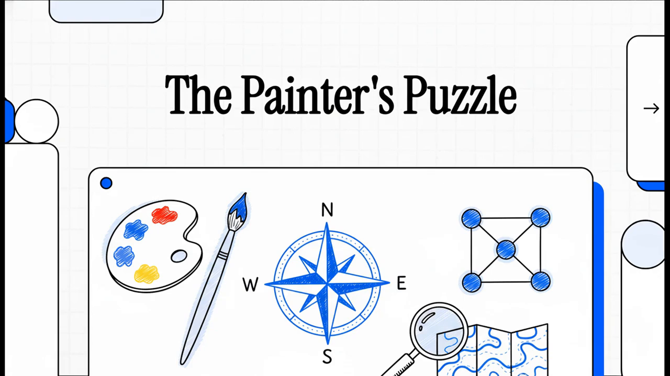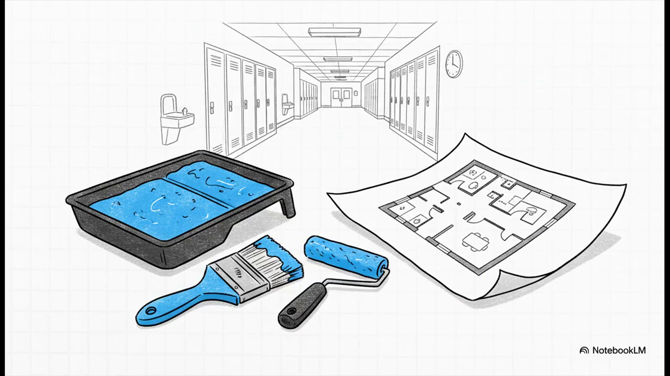All right, let's jump right in. We're going to tackle a real-world problem today, something that seems kind of complicated on the surface, but we're going to solve it with a surprisingly simple little map. So get ready, because we're going to learn to think like a painter, and yeah, a little bit like a mathematician too. So picture this.